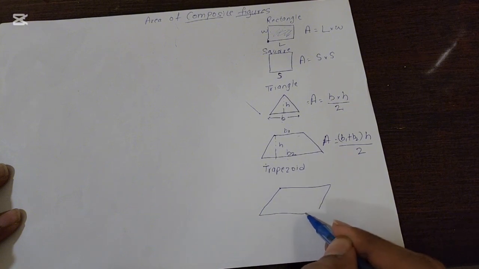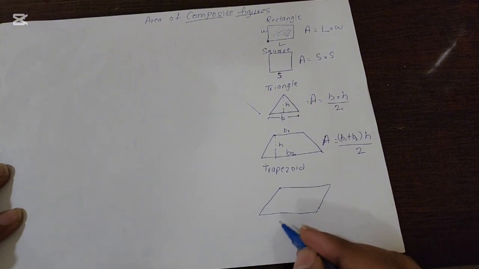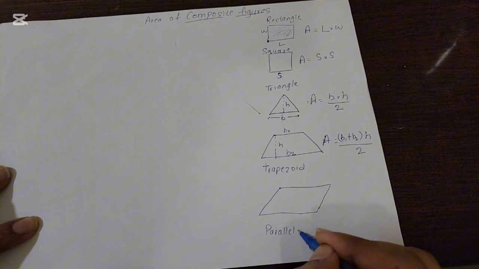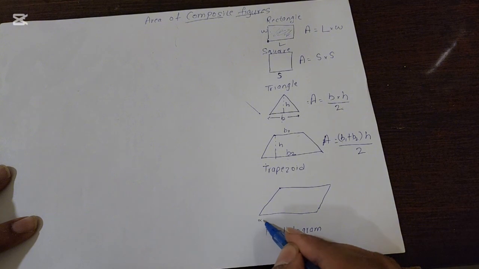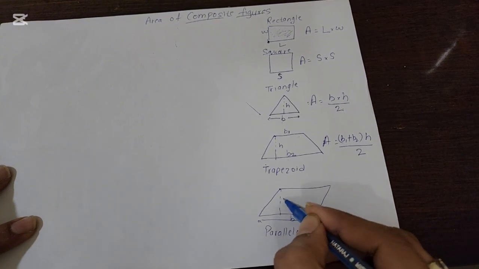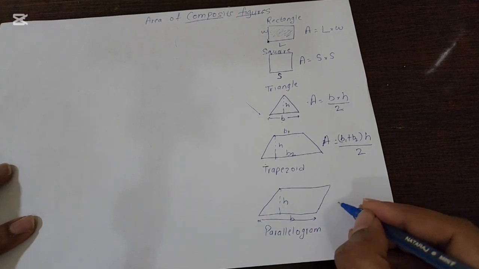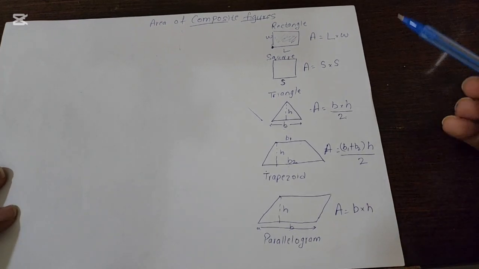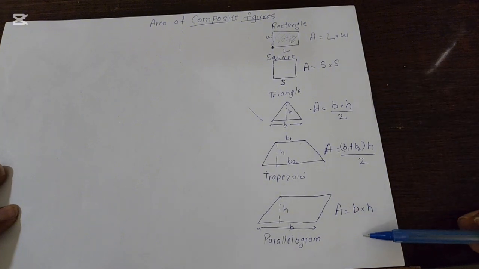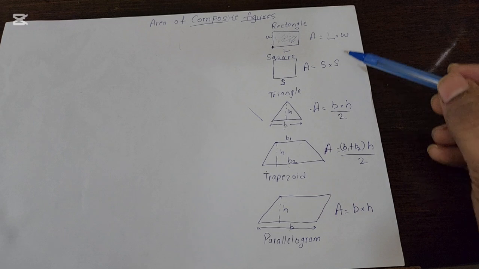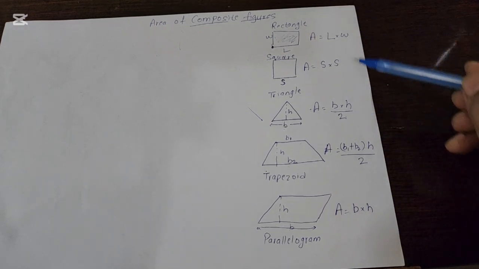If you see a shape like this, okay, we call it a parallelogram. In the parallelogram also, he will simply give you the base, and he will give you the height. Base and height will be given. So the area is very simple. Multiply the base with height in the parallelogram. In the rectangle, in the square, there is no divide 2. The divide 2 is only there in triangle and trapezoid. Remember that. Okay, so these are all the formulas that you have to remember.